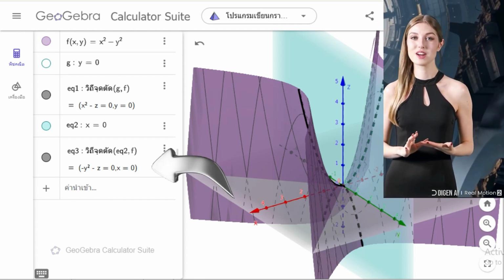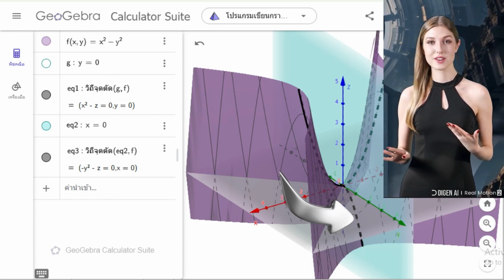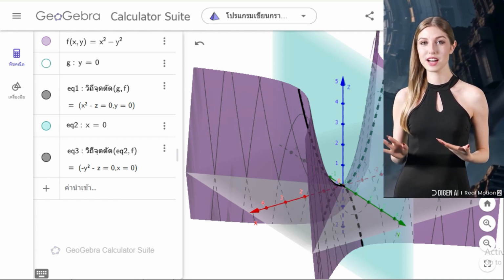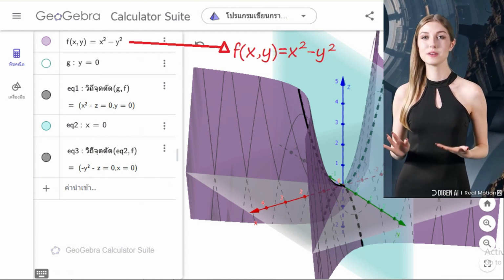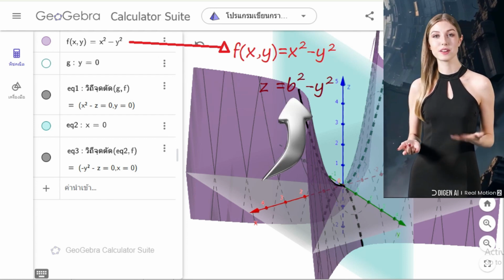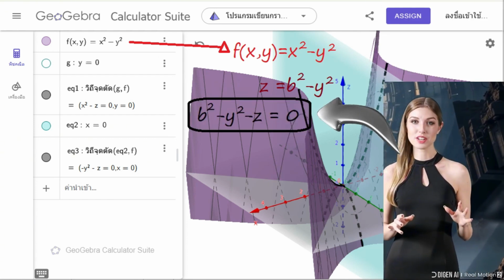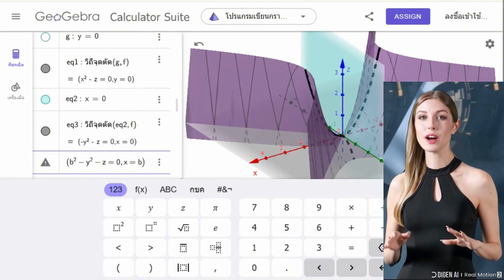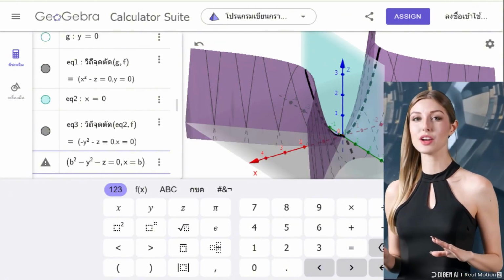The projection or intersection is also a parabola curve, but upside down. If we want to see the intersection of the plane x equal to any constant b, we change the form of the function to z and substitute x by b. Rewrite the equation in the GeoGebra format. Click the screen keyboard button to write the equation in the input box.